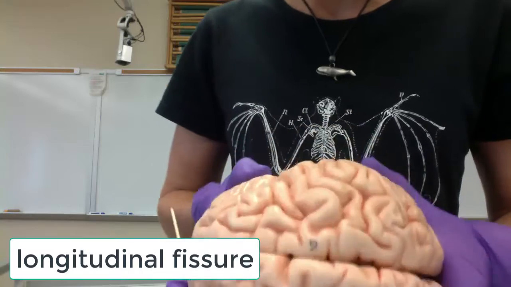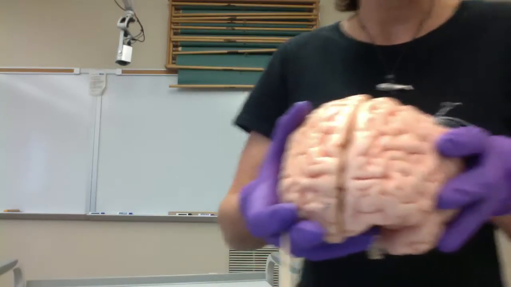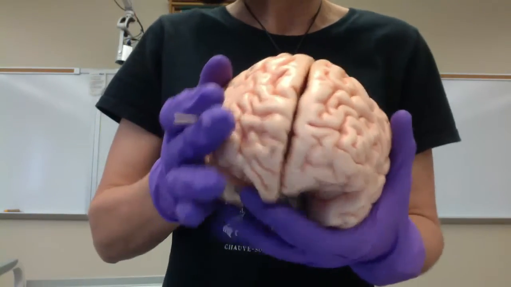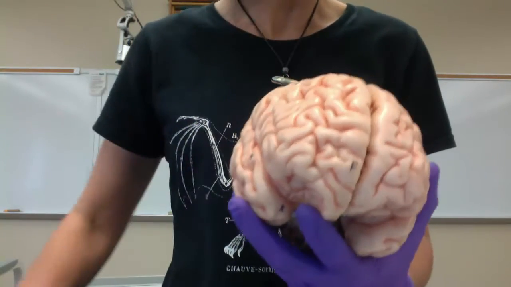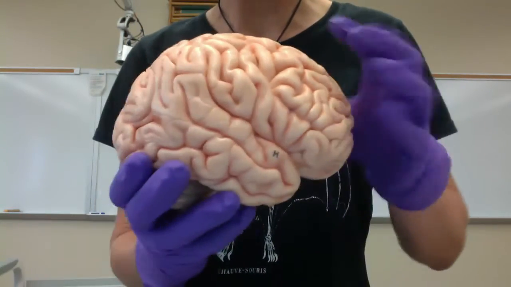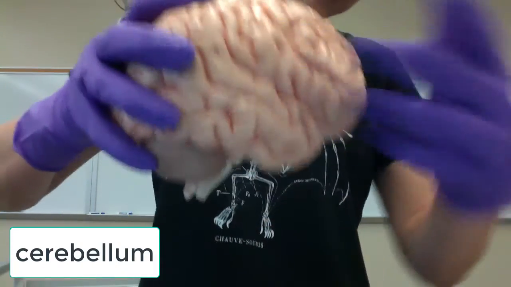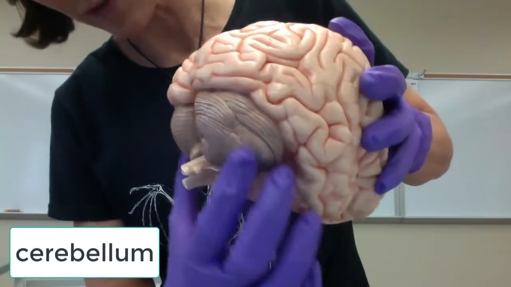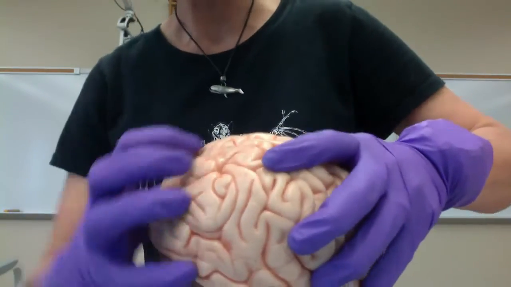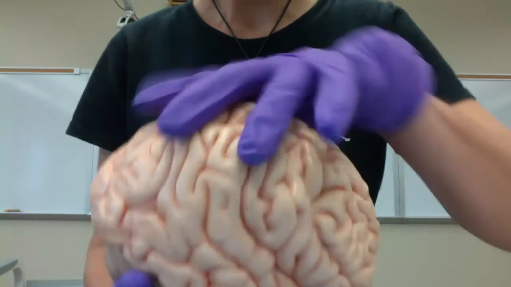The longitudinal fissure is this big, large fissure that you see that separates the left and right hemisphere of the brain. And we have the cerebrum. The cerebrum is this whole portion, the majority of the brain, right? So this is all the cerebrum. And then the cerebellum is this portion back here. So right here is the cerebellum, but all of this is cerebrum.